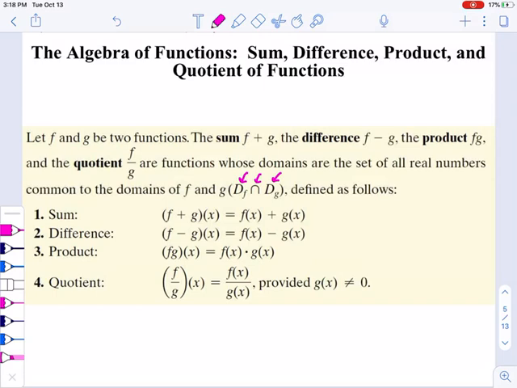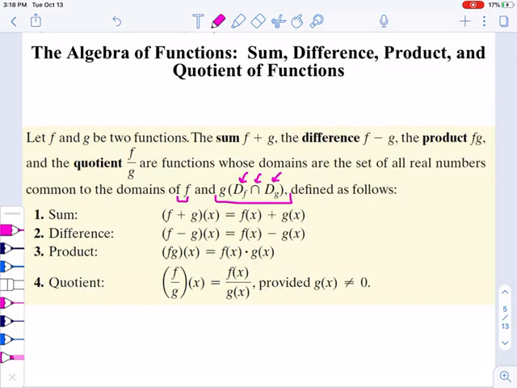So we have to find out the domains of f and the domains of g, which are the domains of f intersected with the domain of g. So we need to make sure that our domain is going to work for these functions. And it says it's defined as the following.